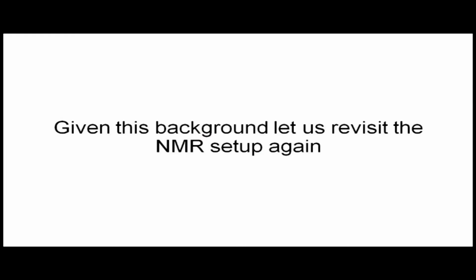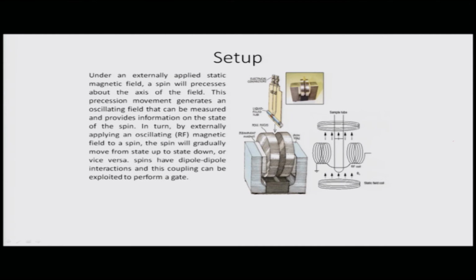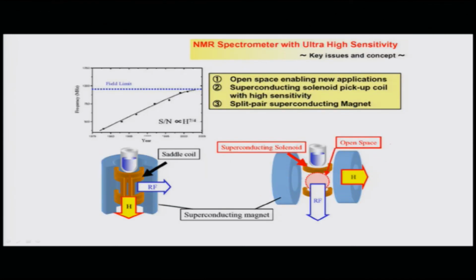The typical setup, if you look at it a little bit more closely, has this kind of setup, which has these electric fields as I just showed here. So, these are the magnetic pole pieces, in which there is a permanent magnet, and then there is this superconducting magnet which is also used along with this to make sure that this one works properly. Externally applying an oscillating magnetic field makes the spin gradually move from the down state to up and vice versa, and this is how these gates are being done.